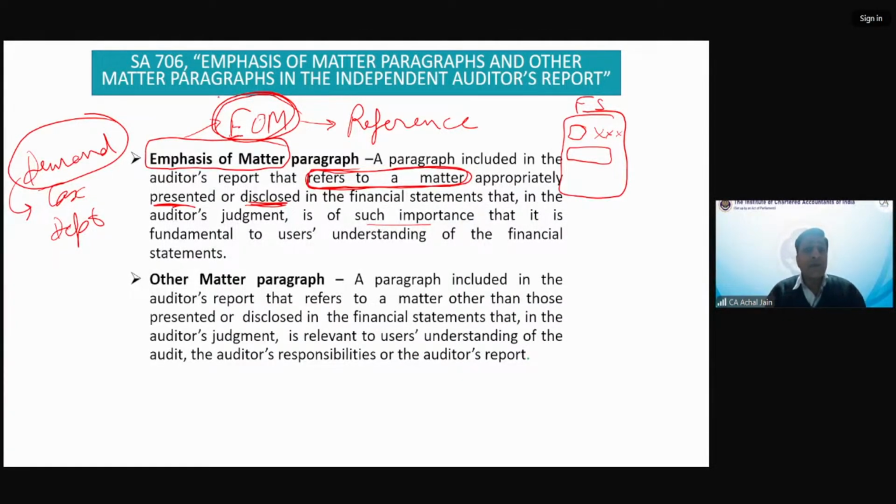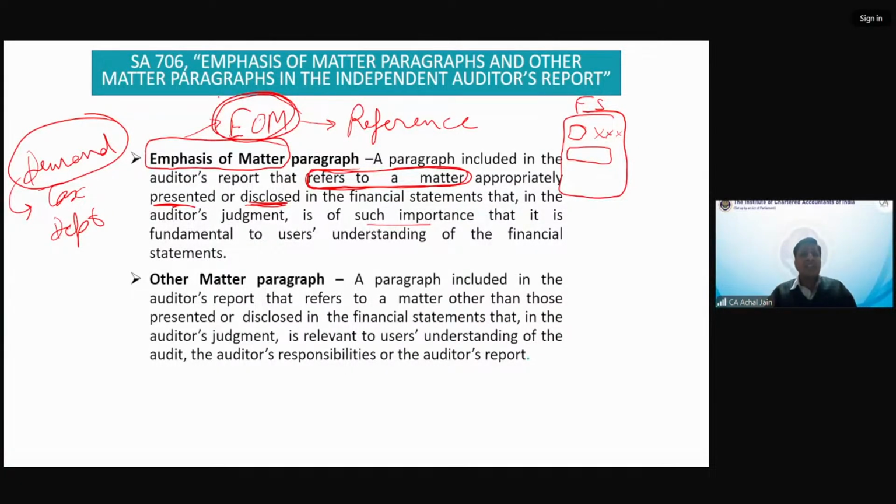Now, in respect of that EOM, in most of the cases, what you will also find is that when this EOM para is written, the auditor will not give a lot of explanations. The auditor will not give a detailed commentary on that matter. That detailed explanation is something which the management will provide in its financial statements. The whole idea of the auditor is that in his audit report, he will include a separate para and simply ask the users to go and check that para or that note in the financial statements.